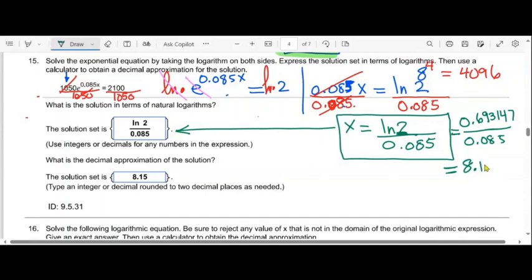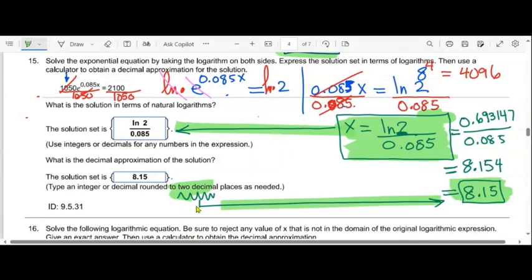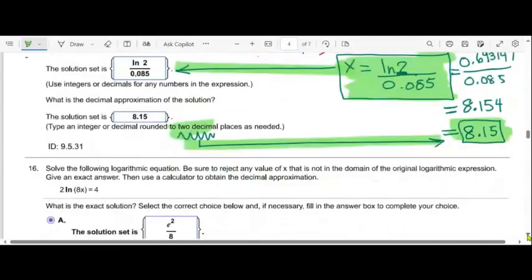Okay. 1 minute. ln 2, the brackets, divided by 0.085. And now it will equal 8.154. Yes, correct. Easy or not easy? Easy. Good. So we got the first part and the second part of the question. All right. Let's go to the next one.